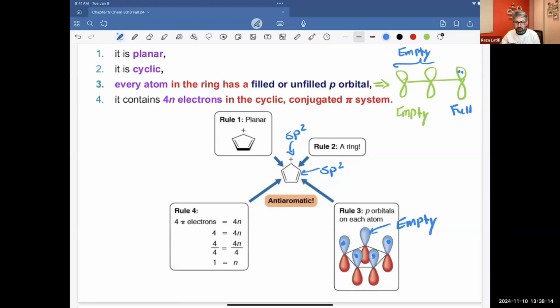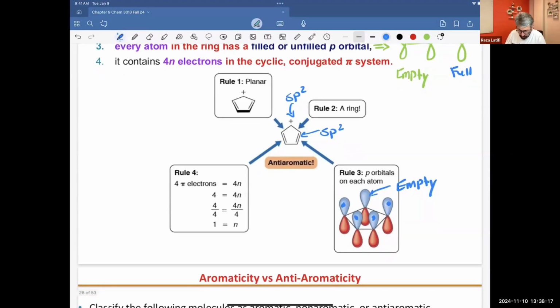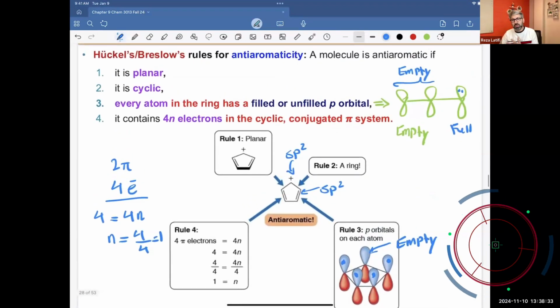So totally, we have 4 electrons, or 2 pi bonds, which means 4 electrons. So this one follows 4n, and n is 4 divided by 4, which is 1. So this system is anti-aromatic. Anti-aromatic compound.